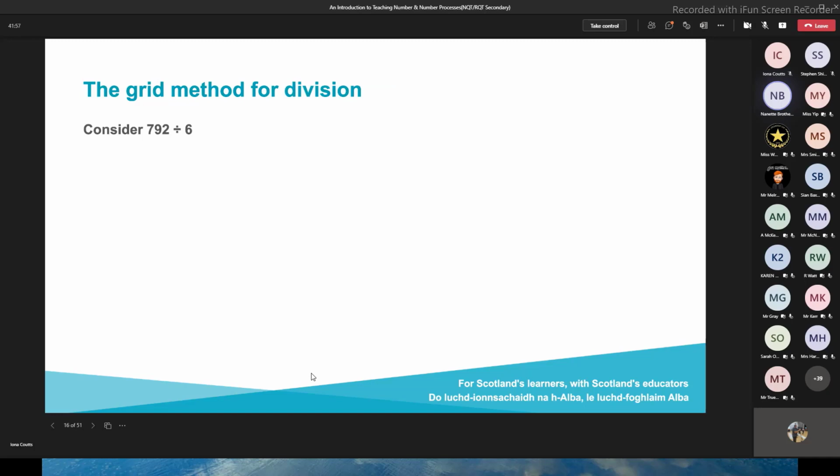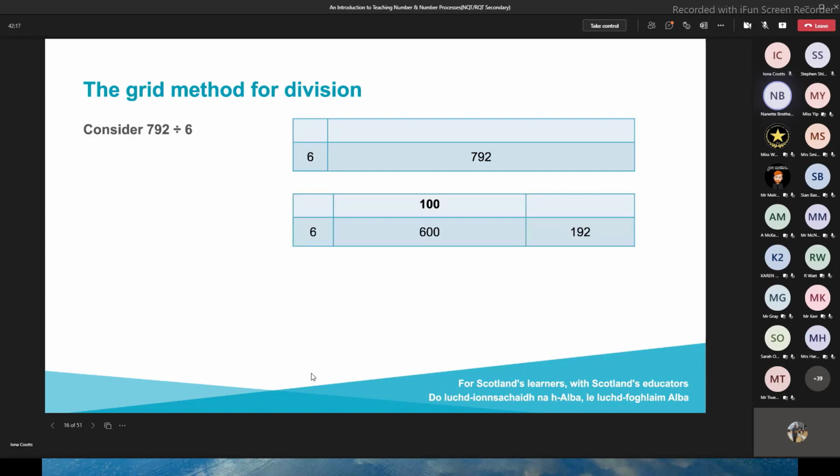The process could be reversed for division. So if we consider the dividend 792 and we partition it into multiples of 600, 60 and 6. So we would say, how many 600s are there in 792? Rather than how many 6s are there in 7, which often causes confusion and a lack of understanding when we're dealing with division. So how many 600s are there in 792?